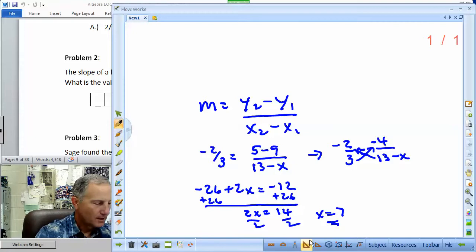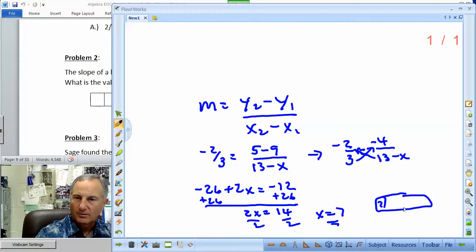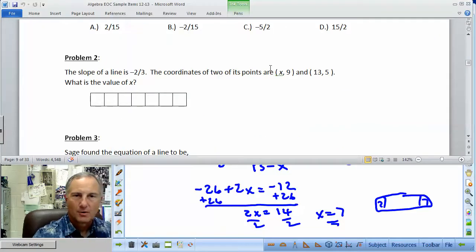This is a gridded box again, so remember I keep telling you this, either put it all the way here or put it all the way here, but don't put it in the middle. So x equal to 7 is what we're looking for right there. Problem 3.